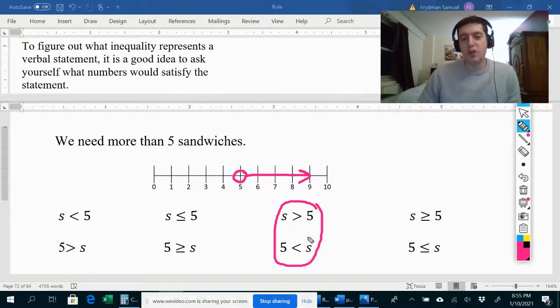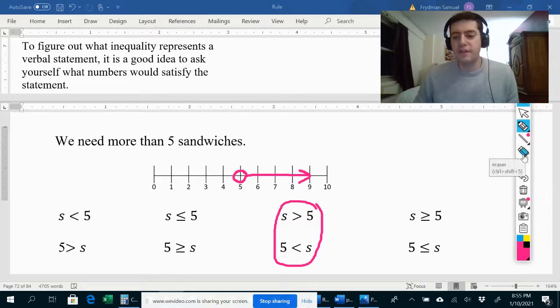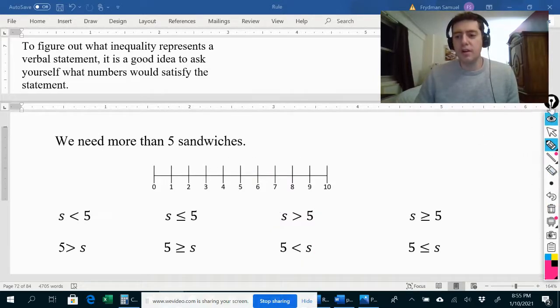And this inequality also says that S is more than 5 because, again, the important part here is that for both of these, the S is next to the mouth part of the inequality. Okay, so both of these say that S is greater than 5. All right, so that's we need more than 5 sandwiches. Moving on.